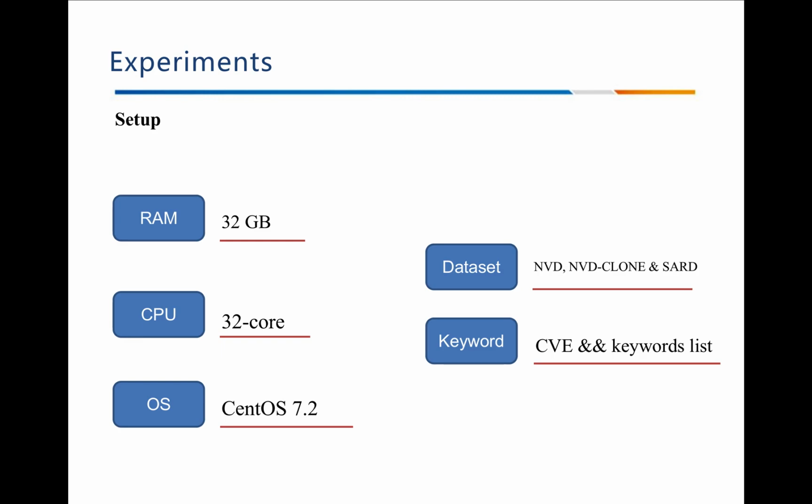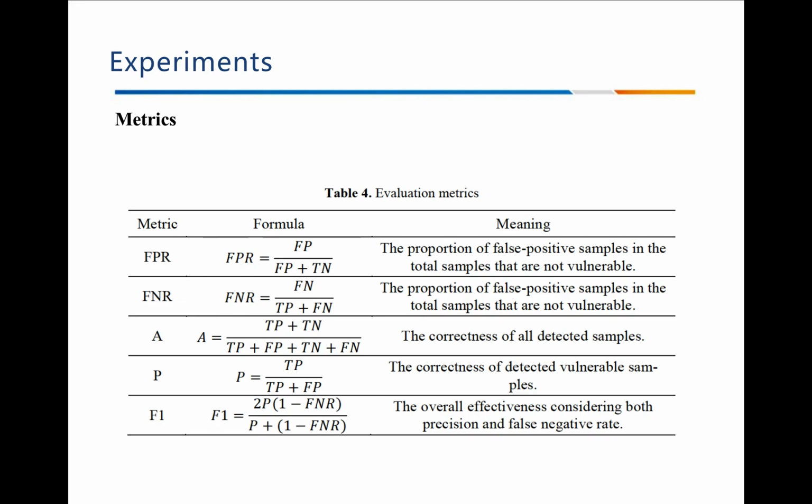Next, I will introduce the experiments conducted in our paper. First is the setup, and we run our experiments on a machine with CentOS. About the metrics, we adopt the commonly accepted metrics including false positive rate, false negative rate, accuracy, precision, and F1 score.